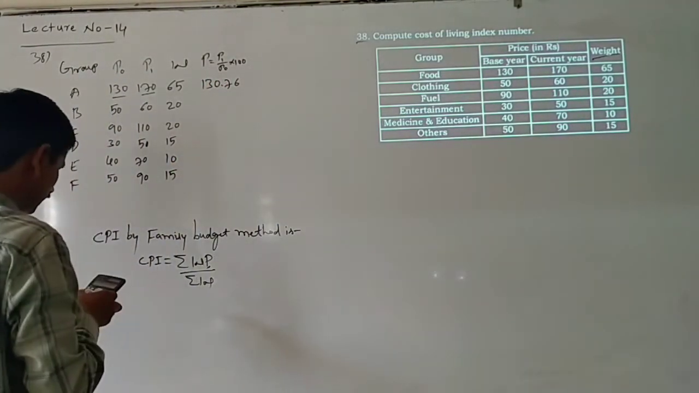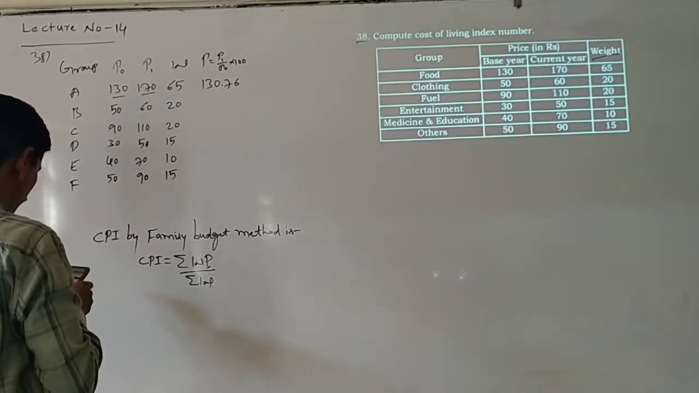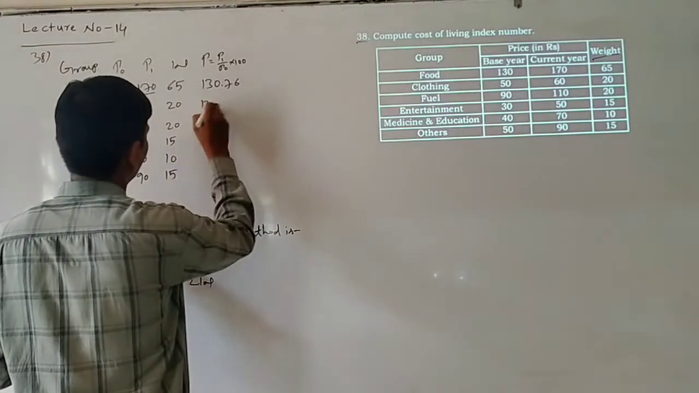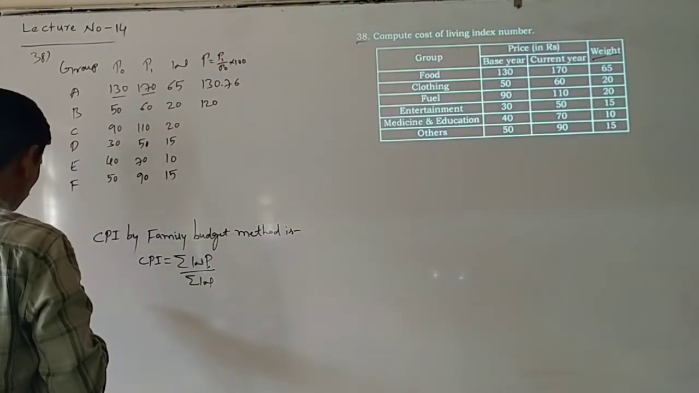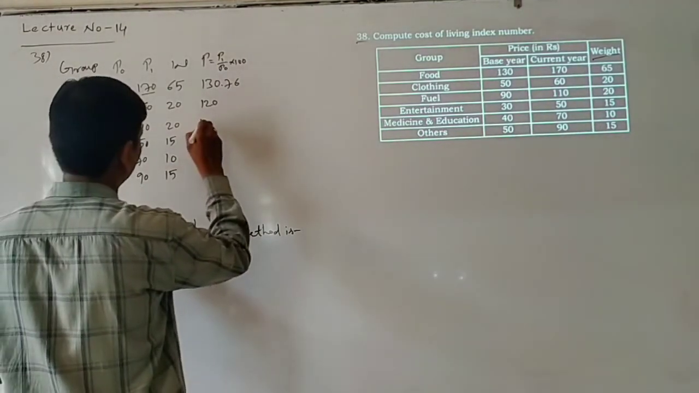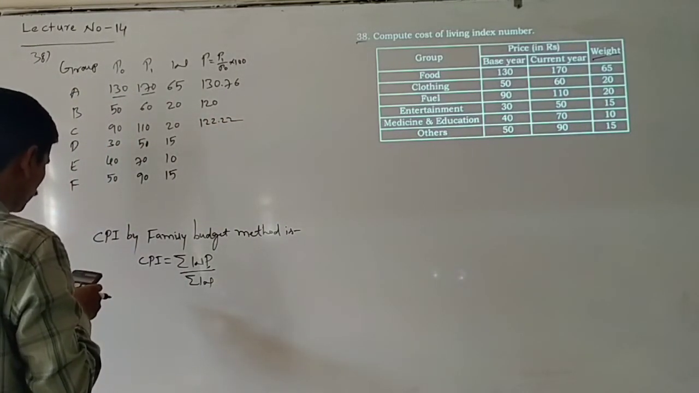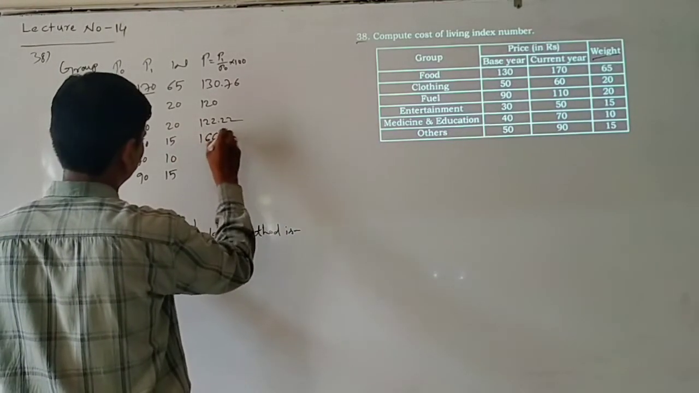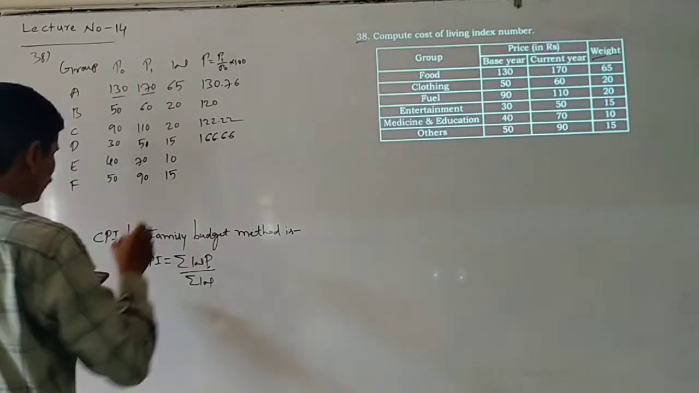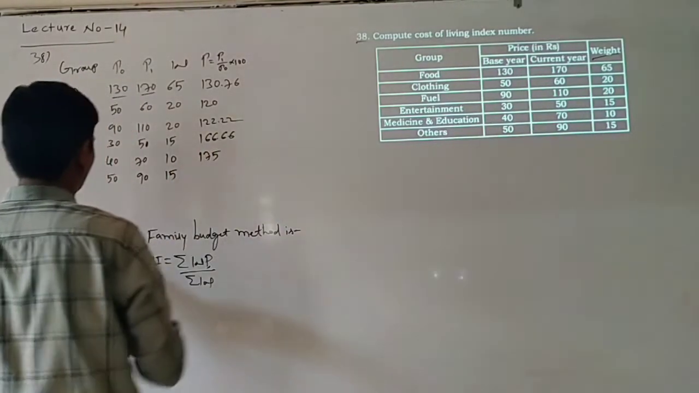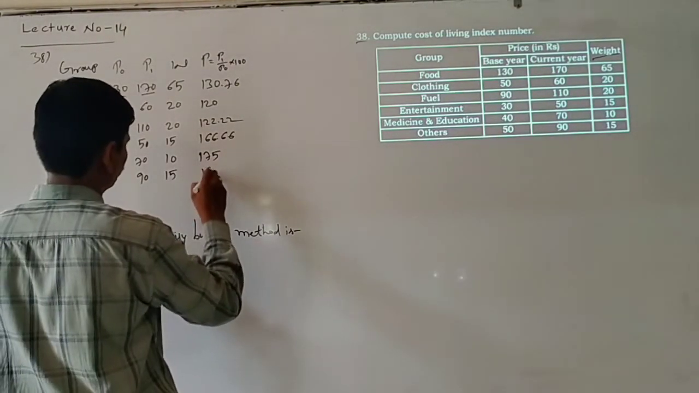The next, 60 by 50 into 100 is 120. Next, 110 divided by 90 into 100 is 122.22. The next, 50 divided by 30 into 100 is 166.66. 70 divided by 40 into 100 is 175. 90 divided by 50 into 100 is 180.